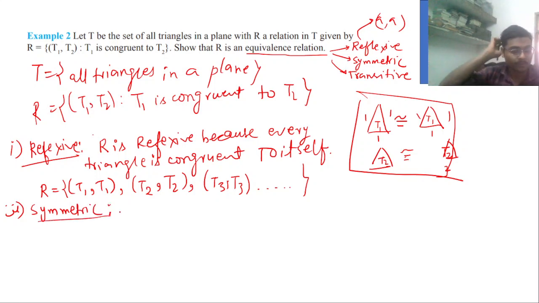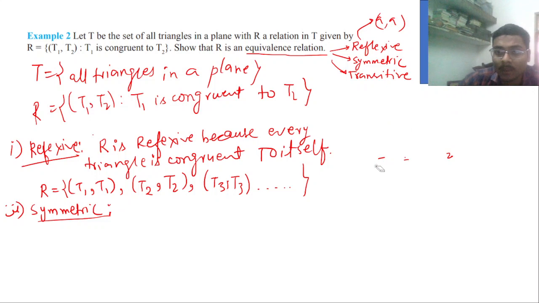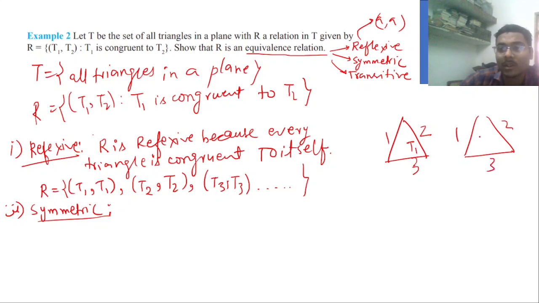So for a relation to be symmetric, the transpose of the element must be present in the set. So how are we going to prove this? We are going to prove this by considering two triangles 1 2 3 and another triangle 1 2 3. This is T1 and this is T2, and you are saying these triangles are congruent. If T1 is congruent to T2, then T2 is also congruent to T1. So this is why the relation R is symmetric here.